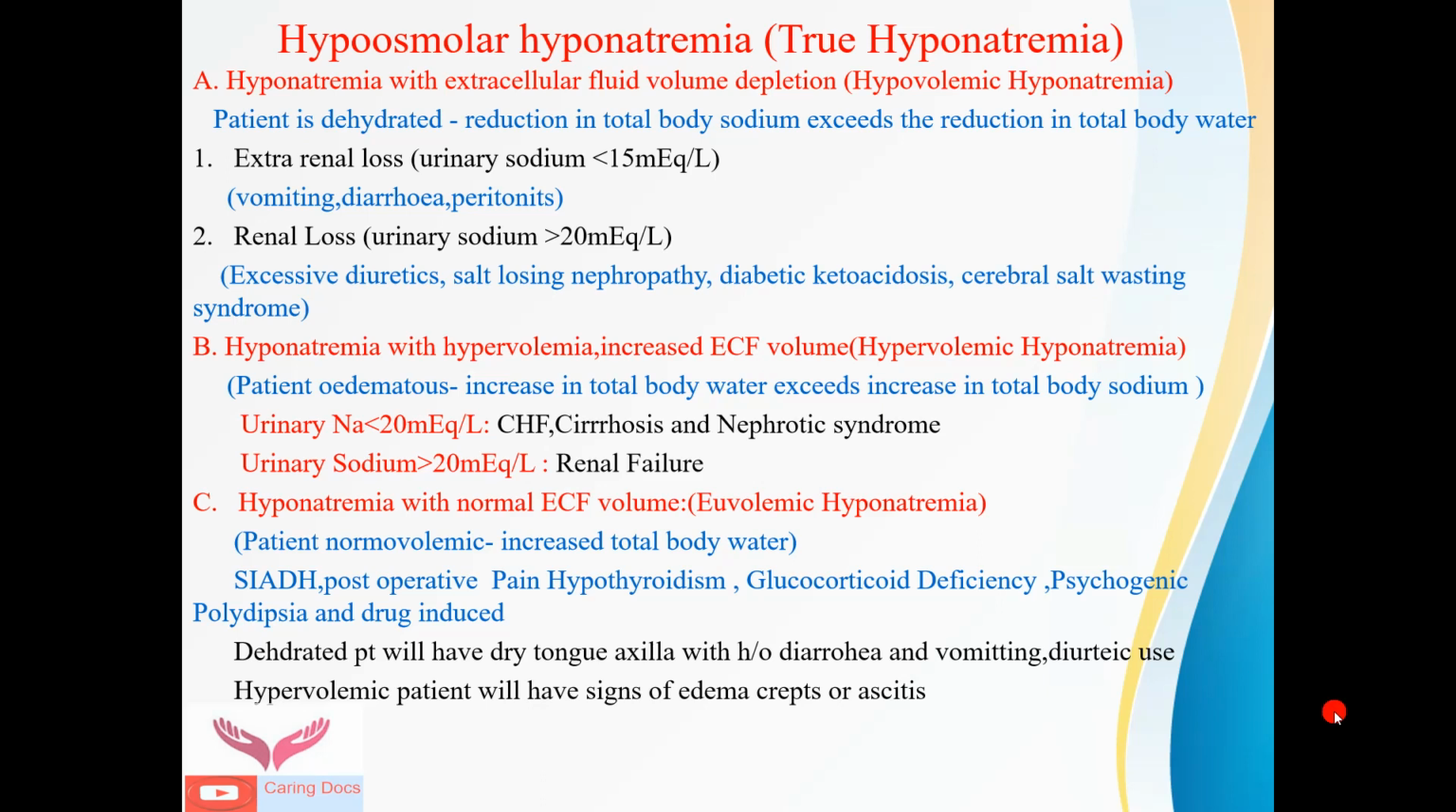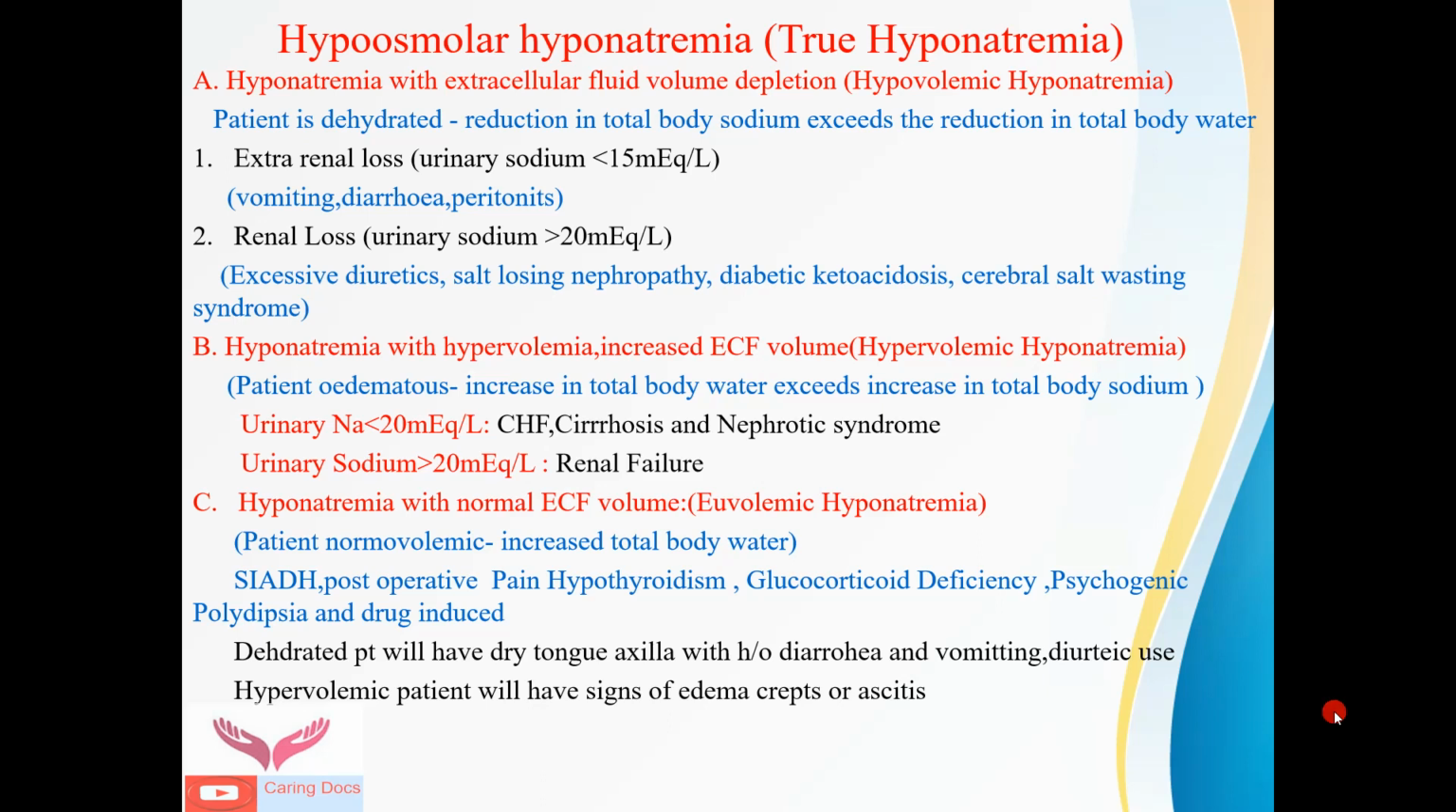So again we will see the urine sodium values. If the urine sodium values are less than 20 milliequivalent per liter in a hypervolemic state patient, it means the kidneys are functioning properly, and these patients may be suffering from congestive heart failure, cirrhosis, or nephrotic syndrome. And if the urinary sodium concentration is more than 20 milliequivalent per liter, it means they are having a renal problem, and they may be suffering from renal failure, or the cause for hyponatremia in these patients may be renal failure.